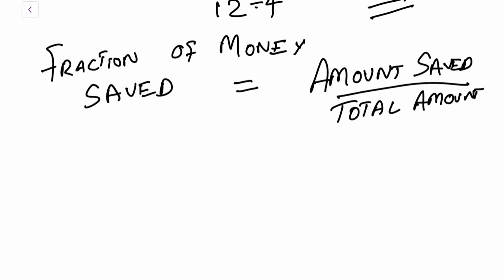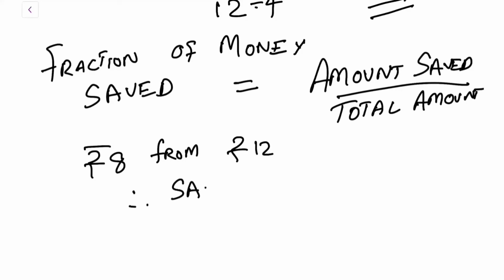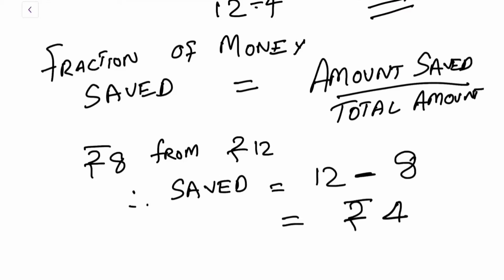Now, amount saved is not given, but can you find out the amount saved? If 8 rupees is spent from a total amount of 12 rupees, how much is saved? That's right, saved amount will be total, that is 12, minus the amount that is spent, that is 8 rupees. So that will become 4 rupees. That is the amount saved.